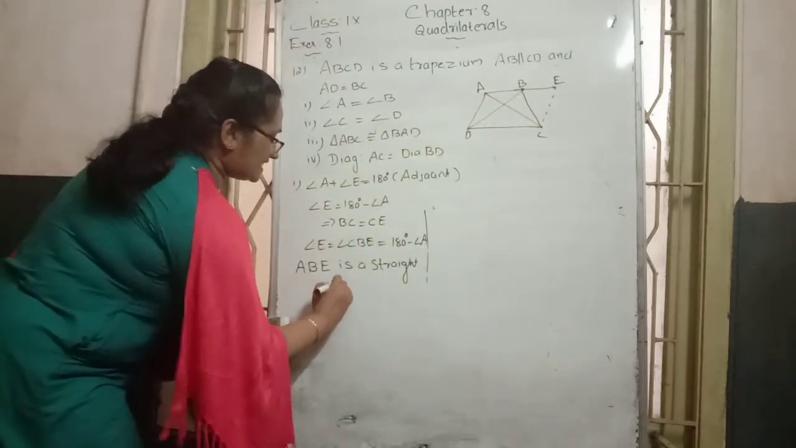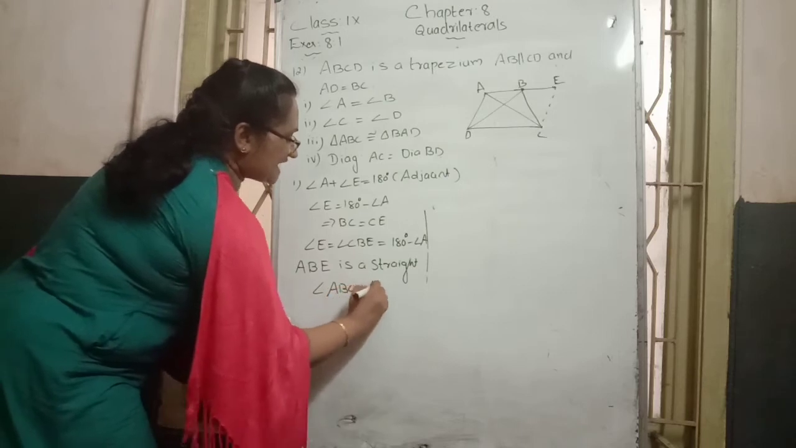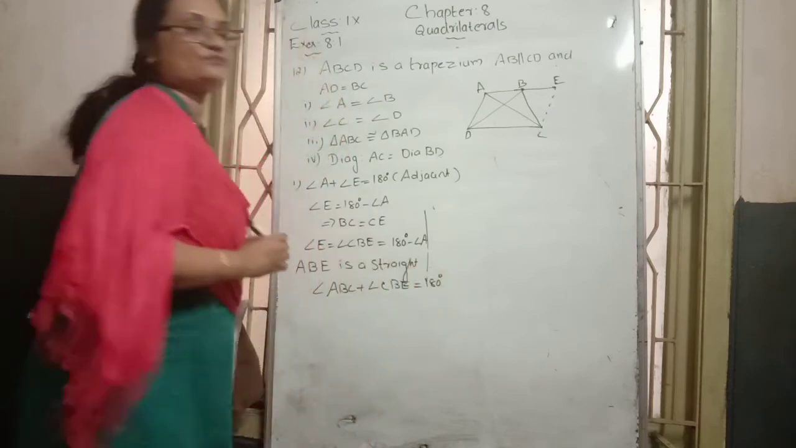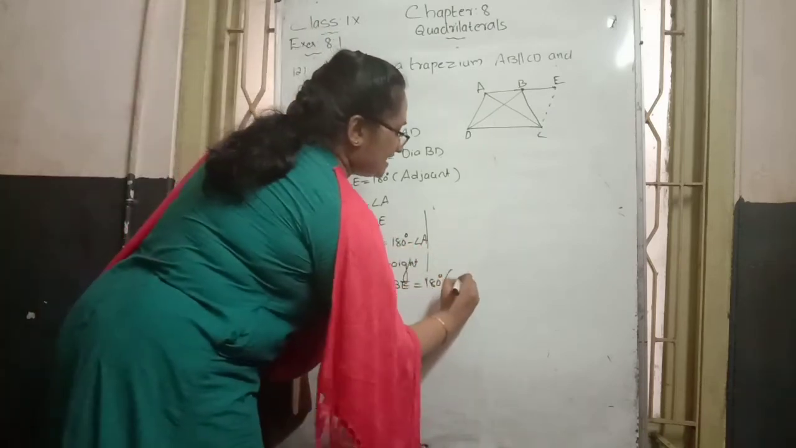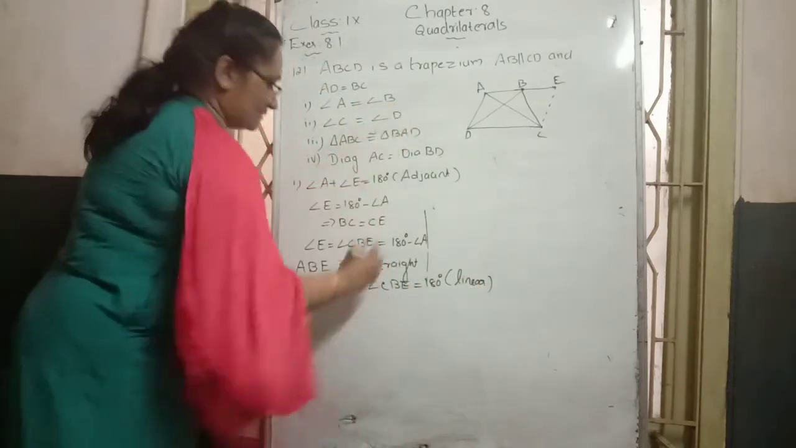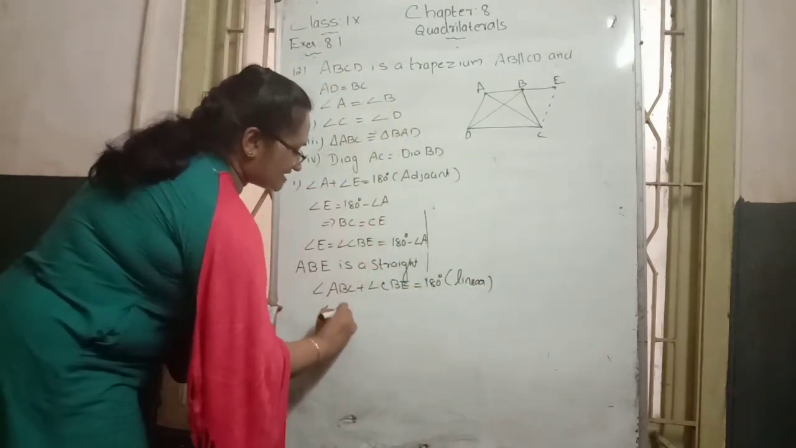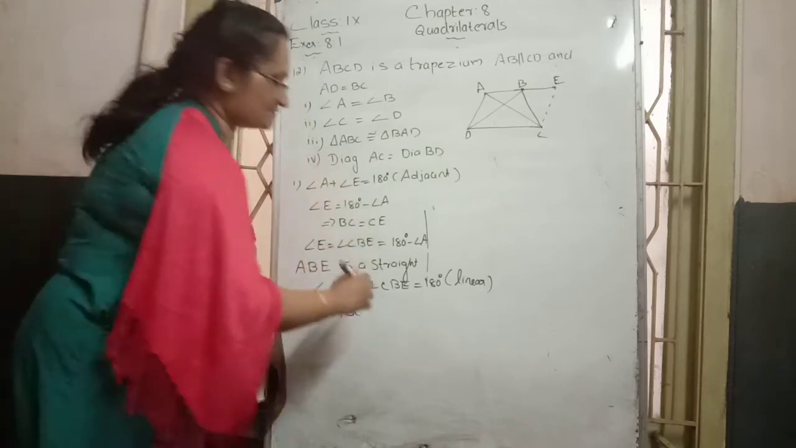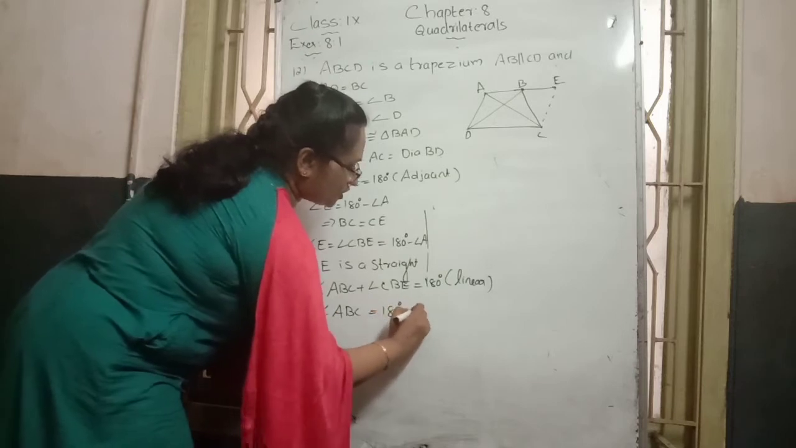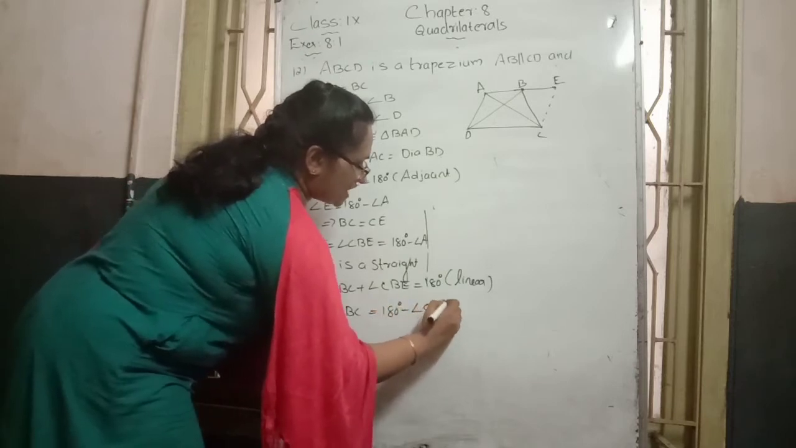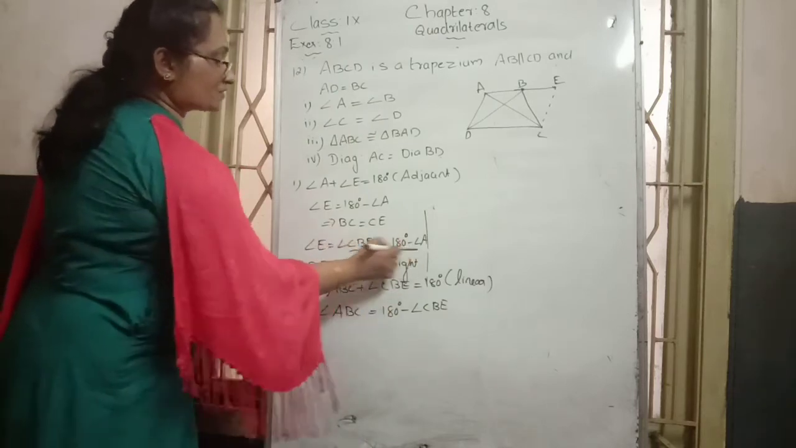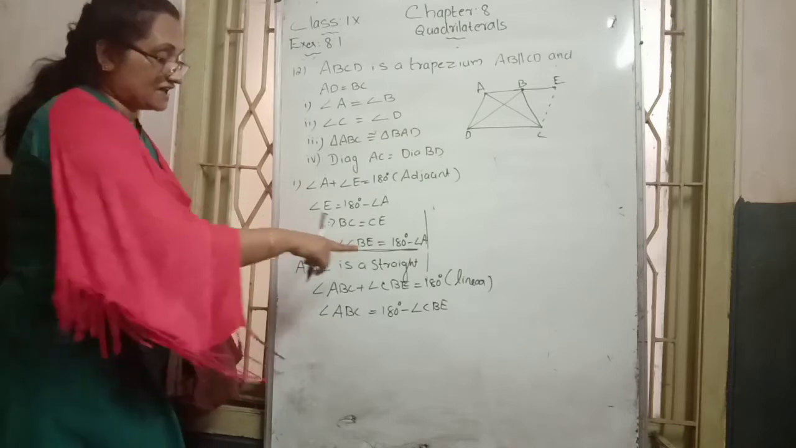Angle ABC plus angle CBE equals 180 degrees. What is the reason? It is a linear pair. Then next, angle ABC: we keep angle ABC, the B vertex, on the left side. Angle CBE goes to the opposite side, and the plus value becomes a minus value. But for angle CBE, from the step just before, we know it is 180 minus angle A, so we place that value.